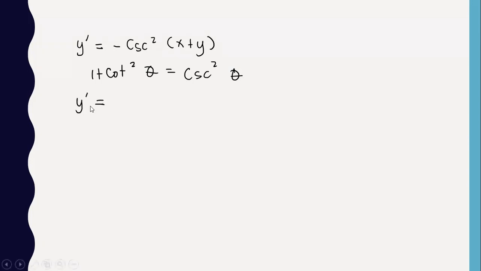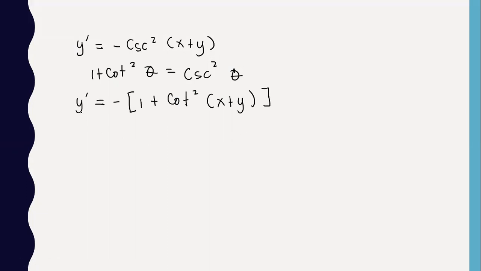That is equal to what? Okay, sabi natin, y prime is negative cosecant squared x plus y. From the Pythagorean identities, 1 plus cotangent squared theta is equal to cosecant squared theta, what would be the value of your cosecant squared? Y prime now is equal to negative 1 minus the quantity 1 plus cotangent squared x plus y. Tama po ba?